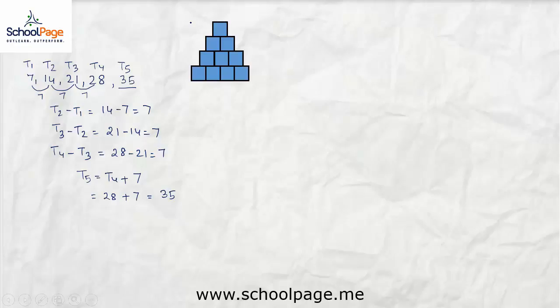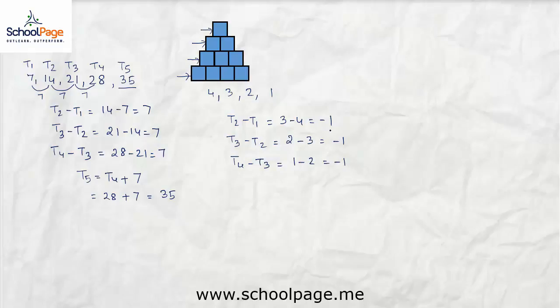Now let us look at this stack of blocks. Let us write the number of blocks in each row. In this row we have 4 blocks, then in the next row we have 3, here we have 2 and then we have 1. Now let us find T2 minus T1, which is equal to 3 minus 4 equal to minus 1. Let us find T3 minus T2, which is equal to 2 minus 3 equal to minus 1. Let us find T4 minus T3 equal to 1 minus 2 equal to minus 1. Here we can see that the fixed number is minus 1 and the difference between consecutive terms is minus 1.